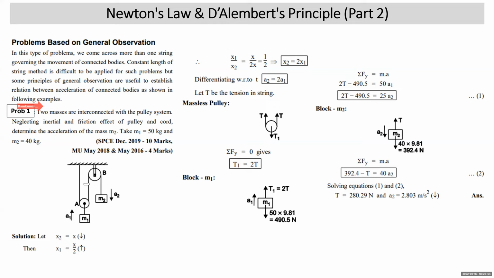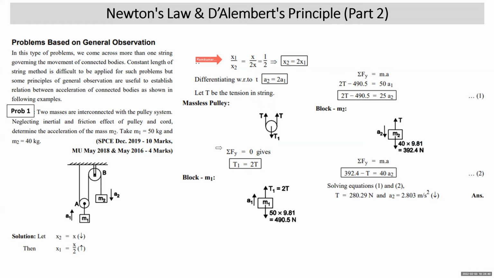So to put it into a presentation which is accepted in the examination, we'll say that X2 is X down. That means block M2 is pulled down by X. Then this movable pulley will go up by X by 2, and this block M1 will also go up by X by 2. So X2 is X downwards, so X1 will be X by 2. Now, X1 upon X2 is X by 2 upon X. So X gets cancelled, and you get X2 is equal to 2X1. Differentiating twice with respect to t, you get a2 is equal to 2a1.